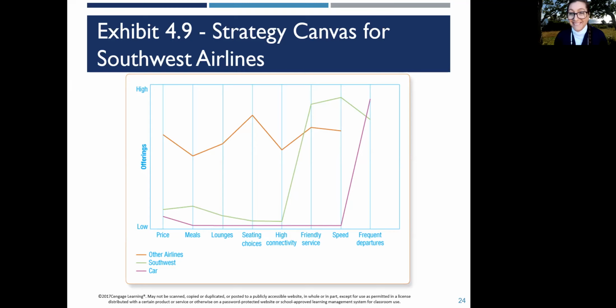However, they kind of suck at the other things, right? According to this analysis, they don't do so well with price. They do a little better on the meals, but they do worse with lounges and seating choices and connectivity. Whereas the other airlines are far ahead of Southwest on these product features.